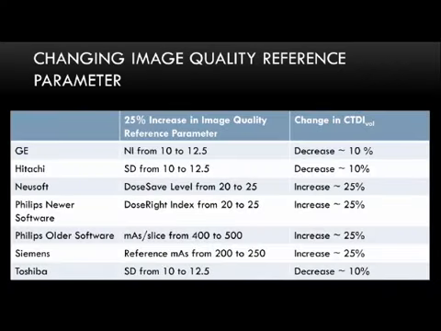Here's a quick little summary. These are all estimates, but about what you can expect when you change the image quality reference parameter by 25%. What really the key is here to see is that changing the image quality reference parameter up in one system compared to another system has different effects. GE, Hitachi, and Toshiba, if you increase the image quality reference parameter, your CTDI vol will go down. The other systems, if you increase the image quality reference parameter, your CTDI vol goes up.